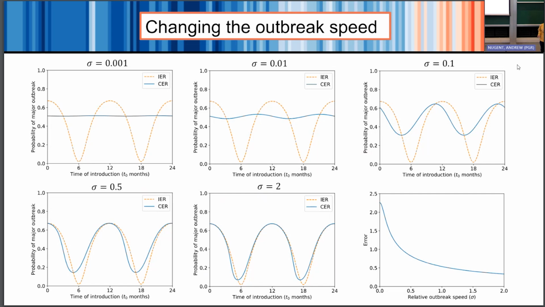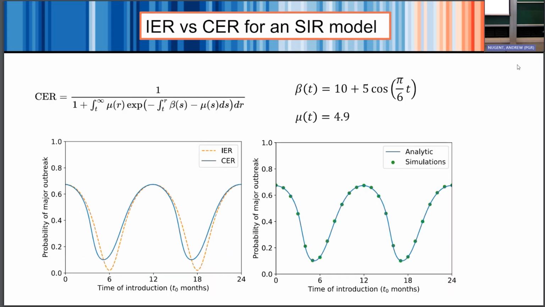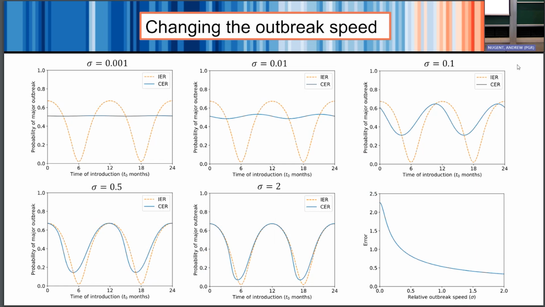Now suppose we were to change the speed of the outbreak. If your outbreak happens very, very quickly, and so maybe it's just focused on a tiny, tiny proportion of the x-axis, we'd expect the match between the IER and the CER to be quite good. However, if the outbreak is very, very slow, then the whole amount of seasonality will make a drastic difference. And so here sigma is a sort of outbreak speed, where if sigma is low, you get a slow outbreak, and if sigma is high, you get a fast outbreak.